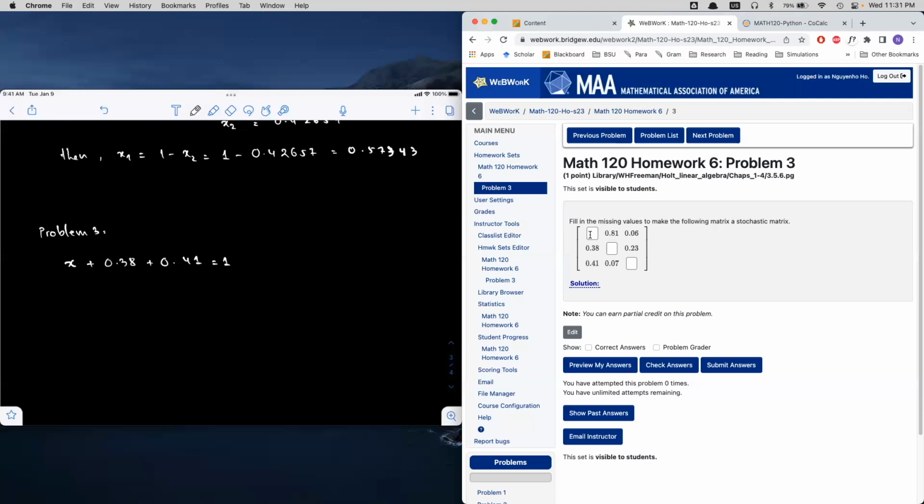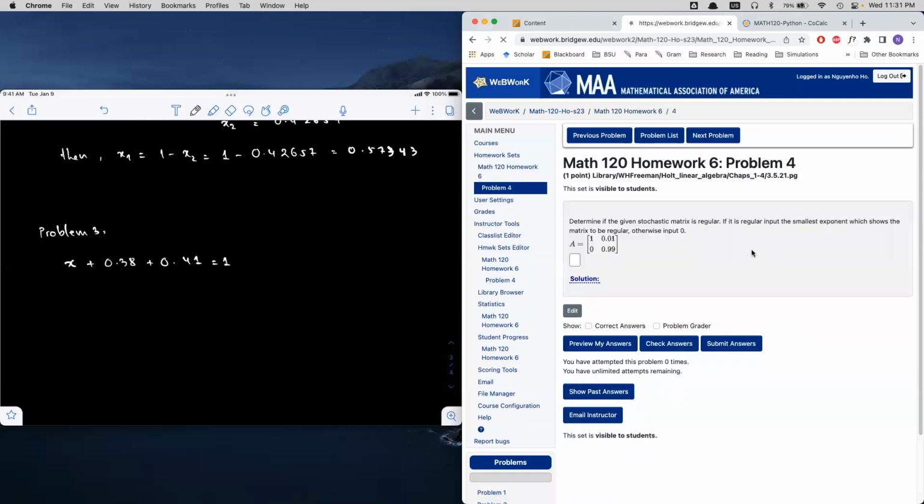Similarly, you get the second column, 0.81, plus a missing value, plus 0.07 has to be equal to 1 as well. And for the last column, you have 0.06 plus 0.23 plus the missing value equal to 1. I hope you can do the calculation from here.